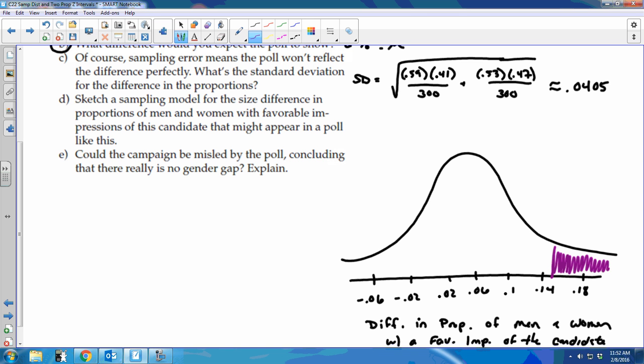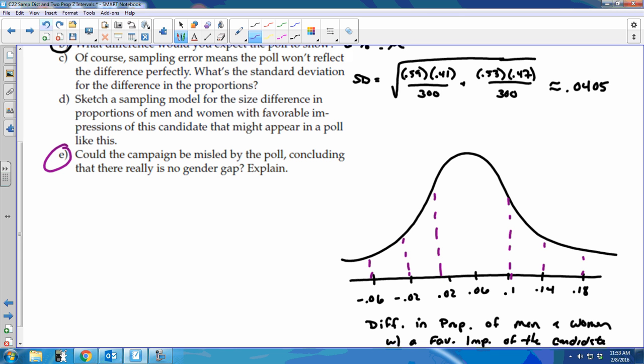We can find probabilities. Now, the question actually asks, in part E, could the campaign be misled by the poll, concluding that there really is no gender gap? It's a weird question. This again is a sampling distribution model. This is showing you that about 68% of poll results would fall within here, then 95%, 99.7%, right? You have your standard deviation. If there was no gender gap, what would the difference be? Not a trick question.